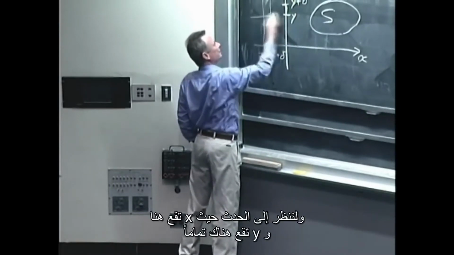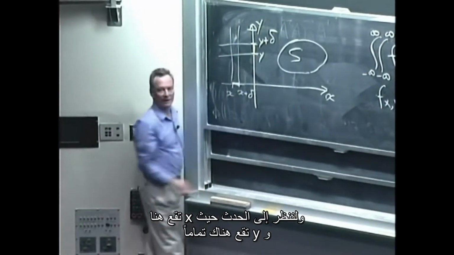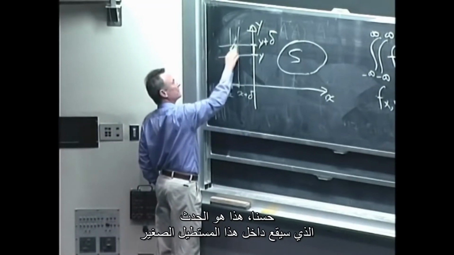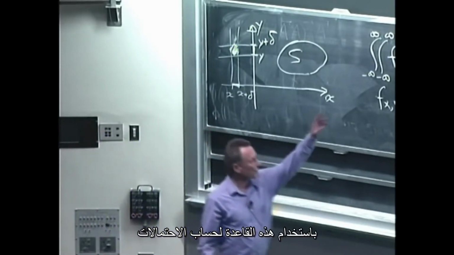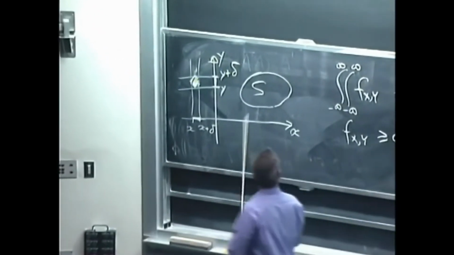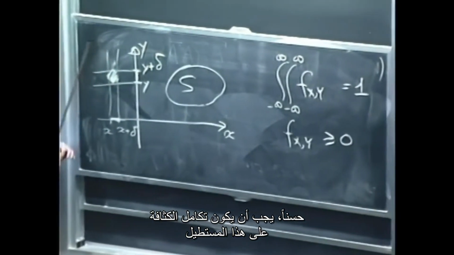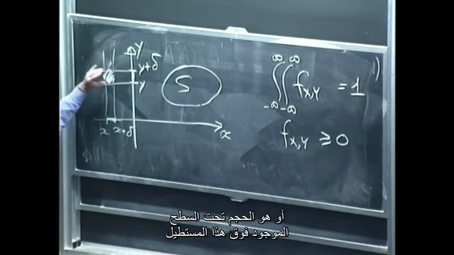And let's look at the event that x falls here and y falls right there. What is this event? Well, this is the event that we fall inside this little rectangle. Using this rule for calculating probabilities, what is the probability of that rectangle going to be? Well, it should be the integral of the density over this rectangle, or it's the volume under the surface that sits on top of that rectangle.